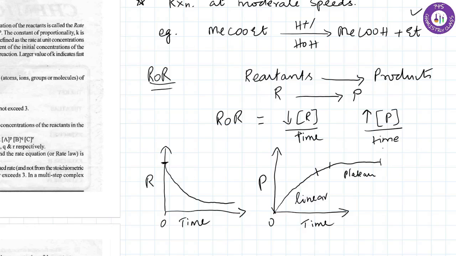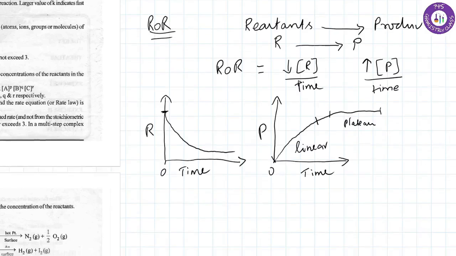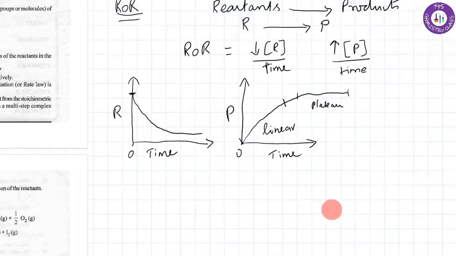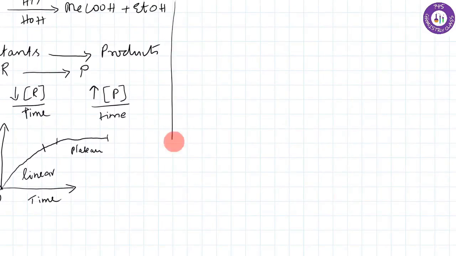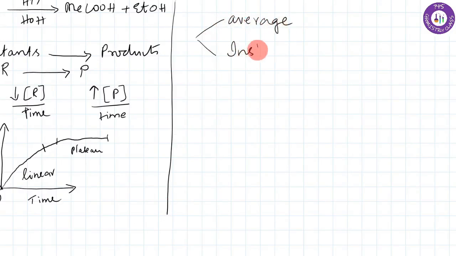Okay, so this is the general definition and explanation for the rate of a reaction. Now let us look at this more mathematically: how do we use symbols to measure this rate of reaction. We define two types of rate of reaction. One is called the average rate of reaction, and another is called the instantaneous rate of reaction. So ROR is classified into two categories, average and instantaneous.